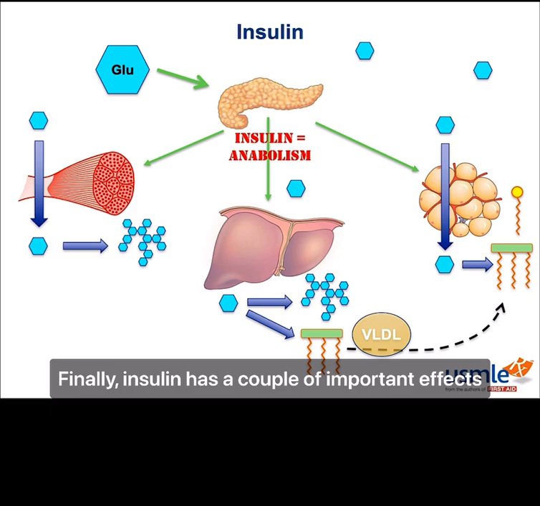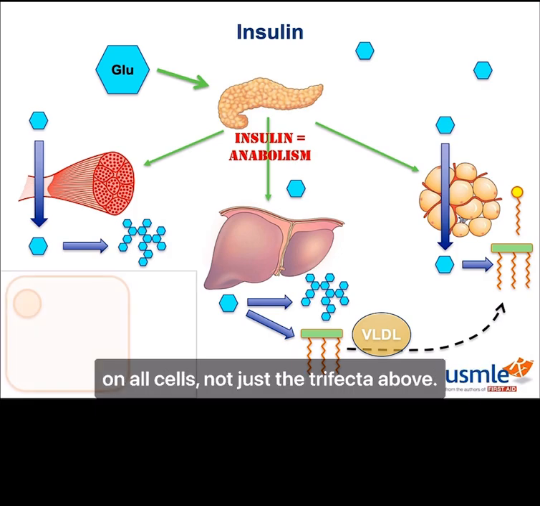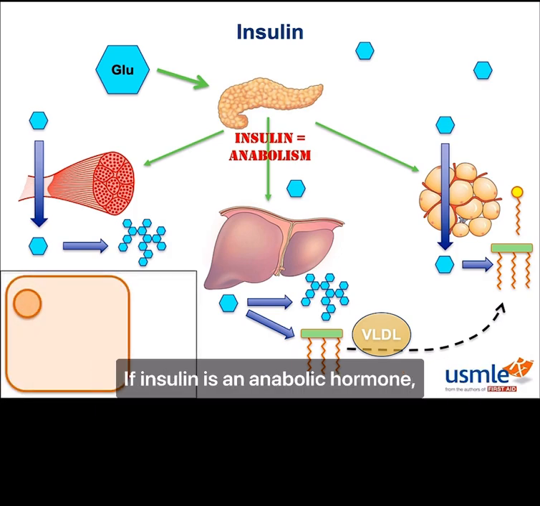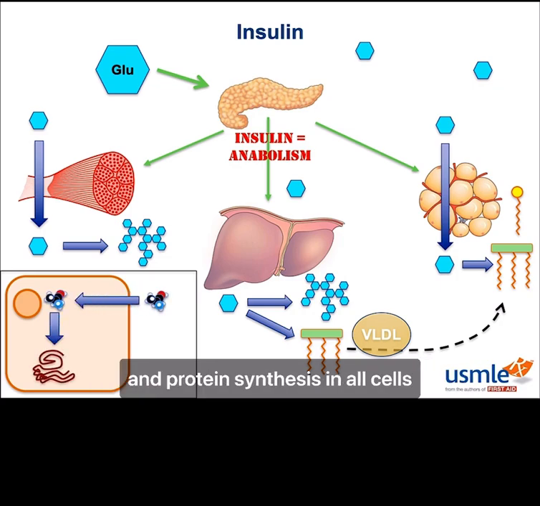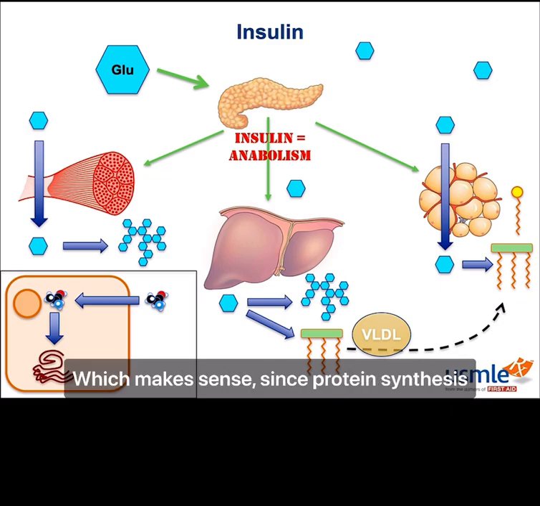Finally, insulin has a couple of important effects on all cells, not just the trifecta above. If insulin is an anabolic hormone, what would you expect its effects to be on protein metabolism? Insulin causes increased amino acid uptake and protein synthesis in all cells while inhibiting proteolysis, which makes sense since protein synthesis takes a ton of ATP that's only really found when macronutrients are plentiful.